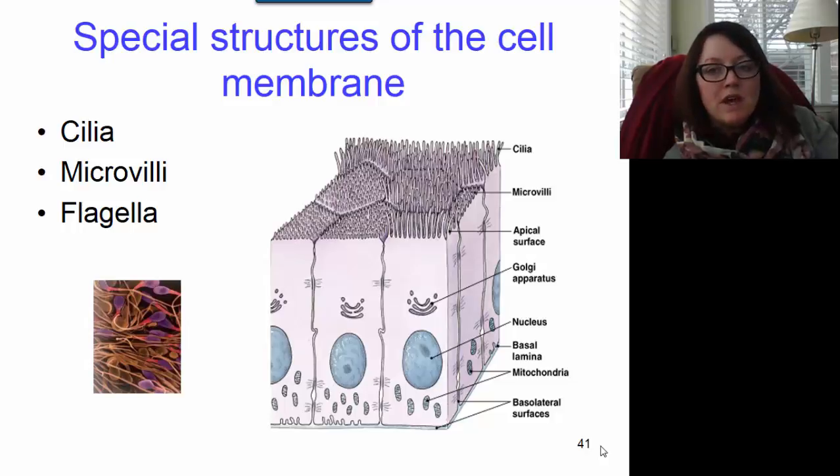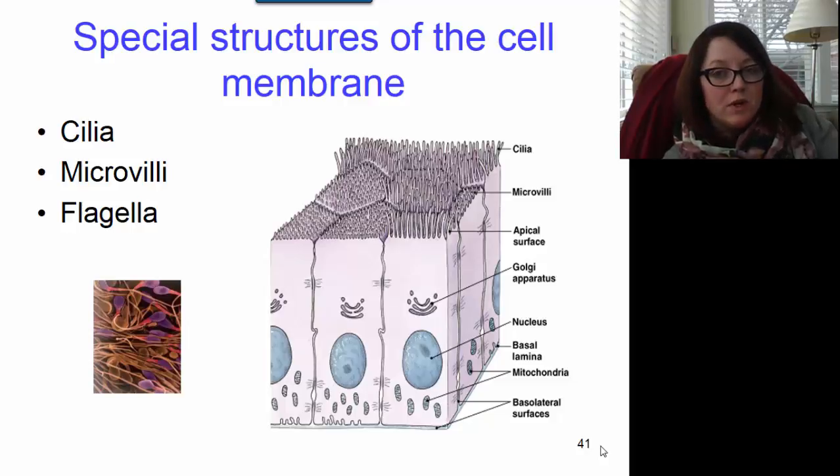And so you would see these kinds of folds on the cells that are lining your intestines, because your intestines are your main organ for nutrient absorption, and the microvilli increase your surface area for absorption. You absorb 99.9% of all the nutrients that you eat because of these microvilli.